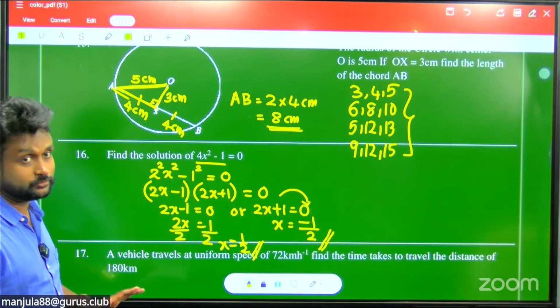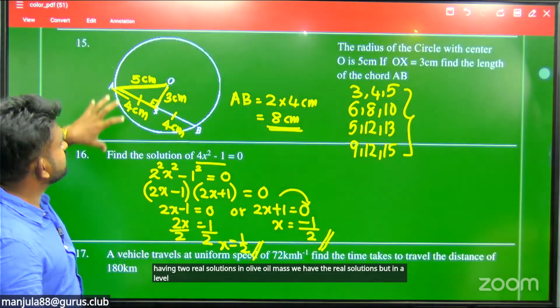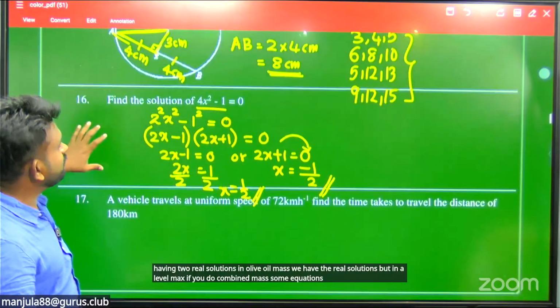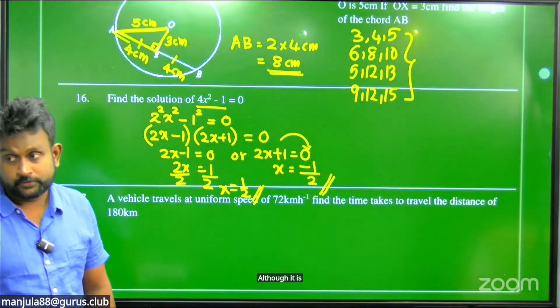In O-level maths, we have the real solutions. But in A-level maths, if you do combined maths, for some equations we do not have a real solution, although it is quadratic.